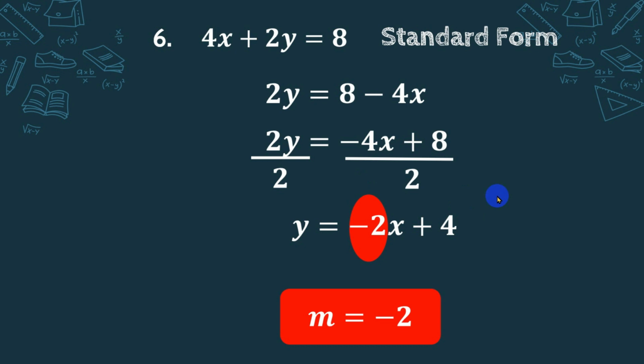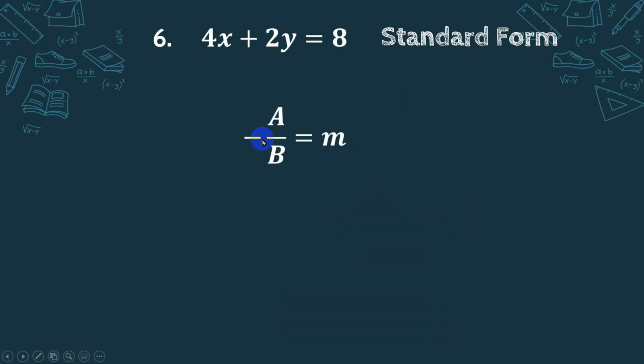Now, let us apply the other method. Ano nga ba yung other method? Kukunin lang natin si A and si B ng ating standard form. Then, do not forget to put the negative sign in front. That will be the slope for our equation even though it is written in standard form. Kumbaga, hindi na natin kailangang magre-write totally into slope-intercept form. Kunin lang natin si A and then kunin natin si B and then i-form natin siya ng ganito.